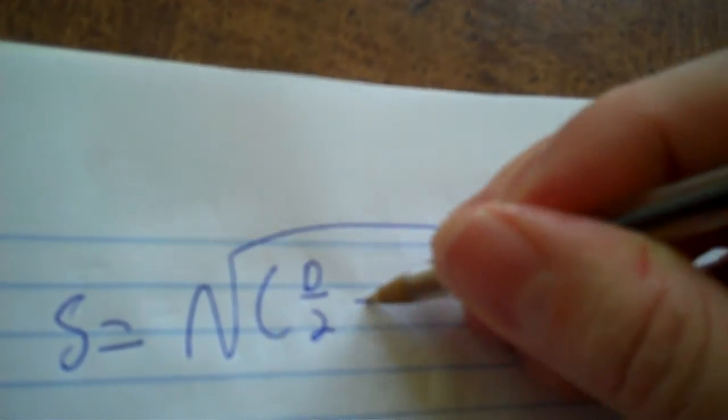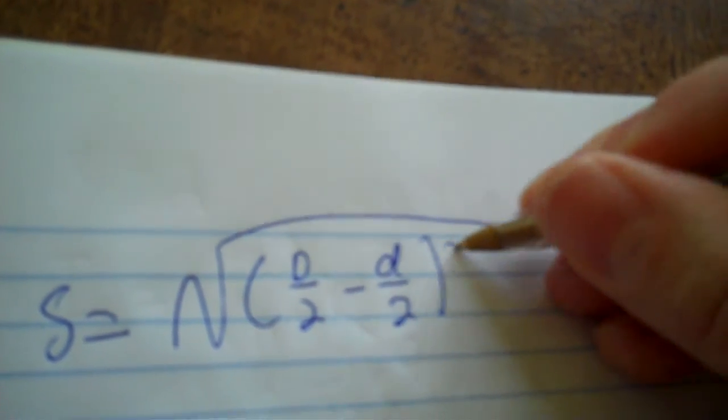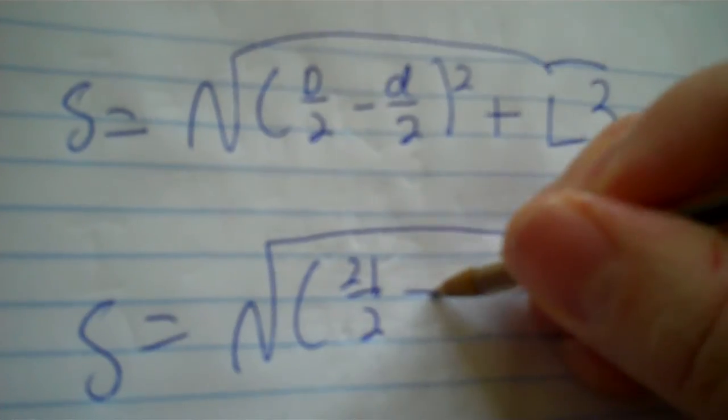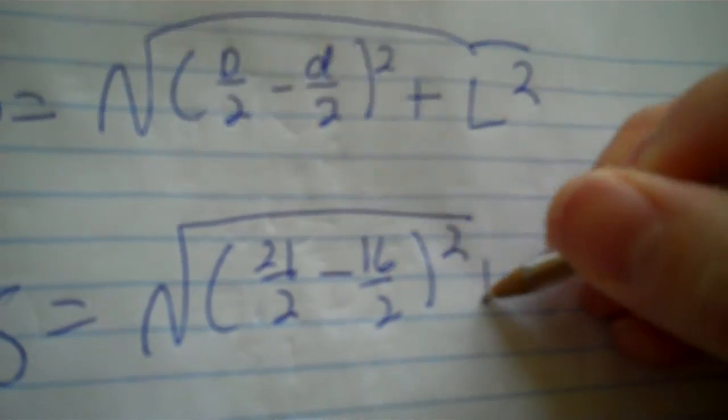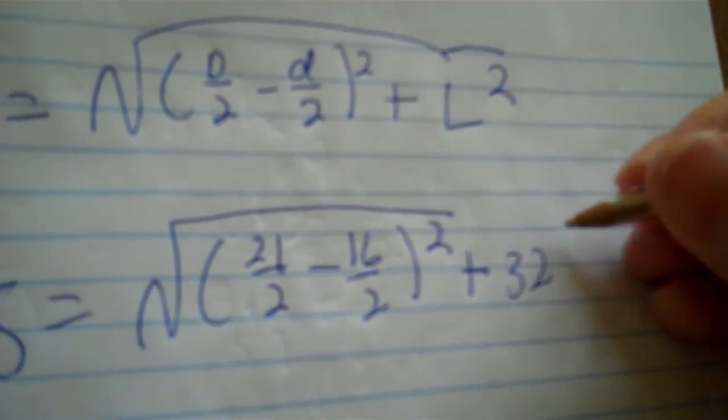A tapered pin has a big diameter at the end and a little diameter at the beginning. The big diameter is 21 millimeters, the little diameter is 16 millimeters, the length of the pin is 32 millimeters. Use a formula to find the length of a side to the nearest foot. So side equals the square root of capital D divided by 2 minus lowercase d divided by 2, all to the second, plus L to the second. Now replace the variables. The big diameter, capital D, is 21, so we got 21 divided by 2. Lowercase d is 16 divided by 2 to the second. And then the length is 32.